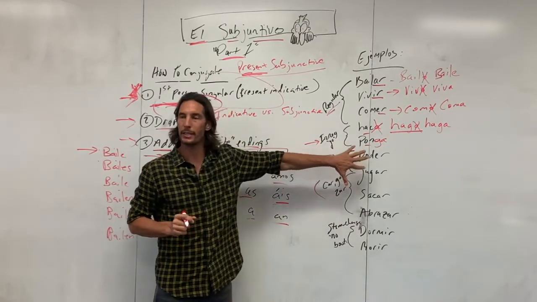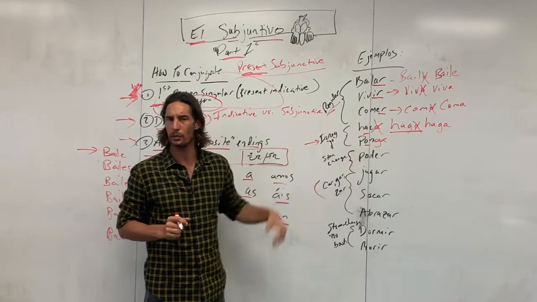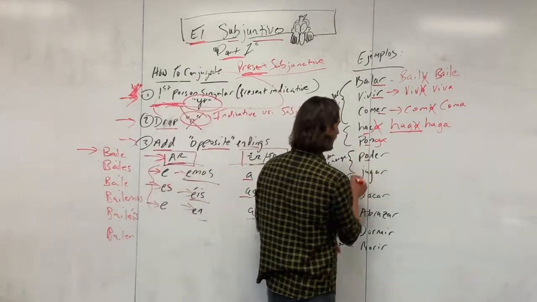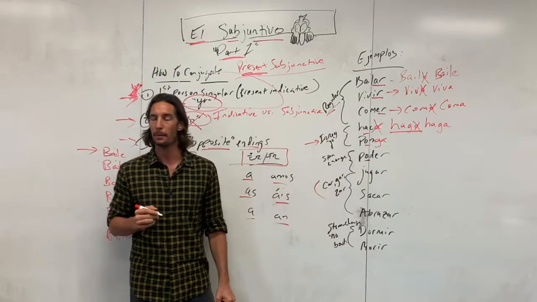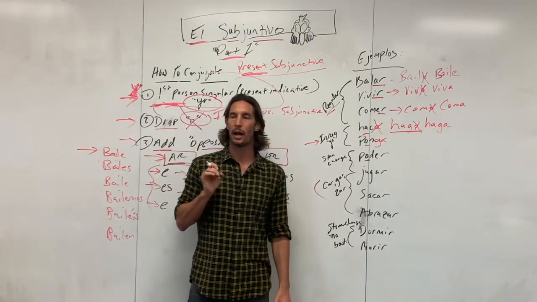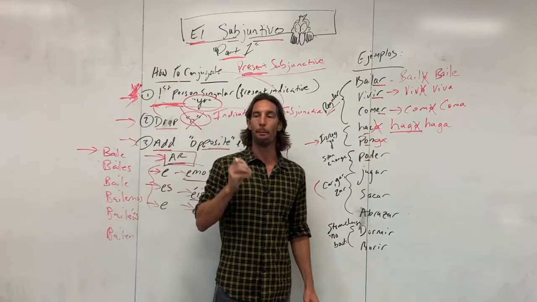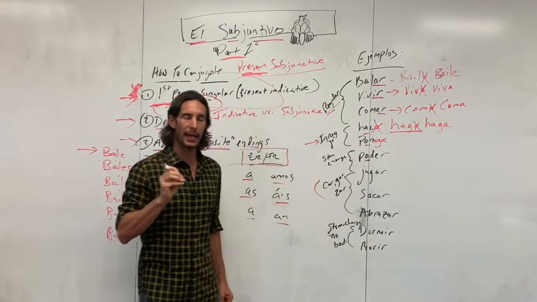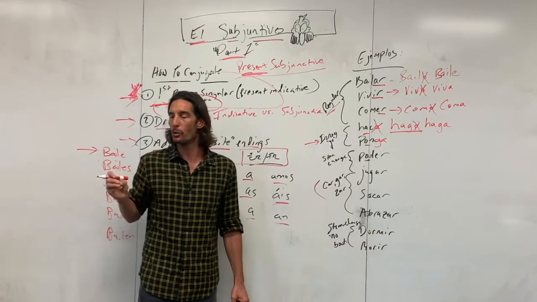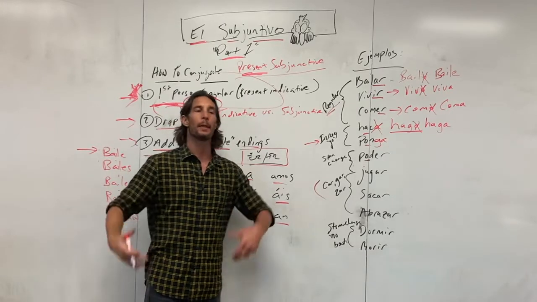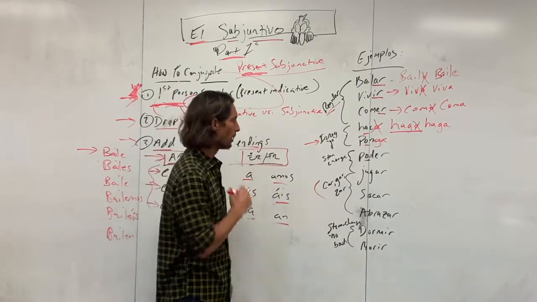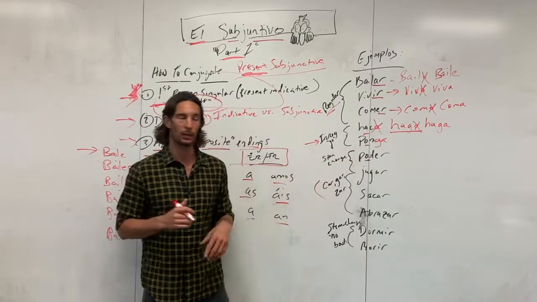I'm going to look at this stem changer, poder. Jugar is also a stem changer. But let's look at poder as an O-to-UE stem changer. Remember with the stem changers in the present indicative, you had the boot. It's effectively going to do the same thing, it's just going to have its subjunctive version.